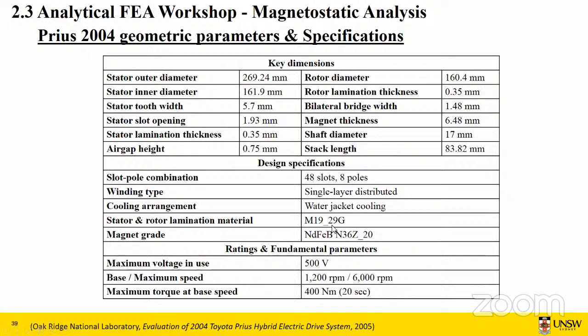The magnet grade is neodymium magnet N36. The maximum voltage in use is 500 volts, base speed 1200 RPM, maximum speed 6000 RPM. Maximum torque at base speed is 400 Newton meters, and it can only last for 20 seconds.